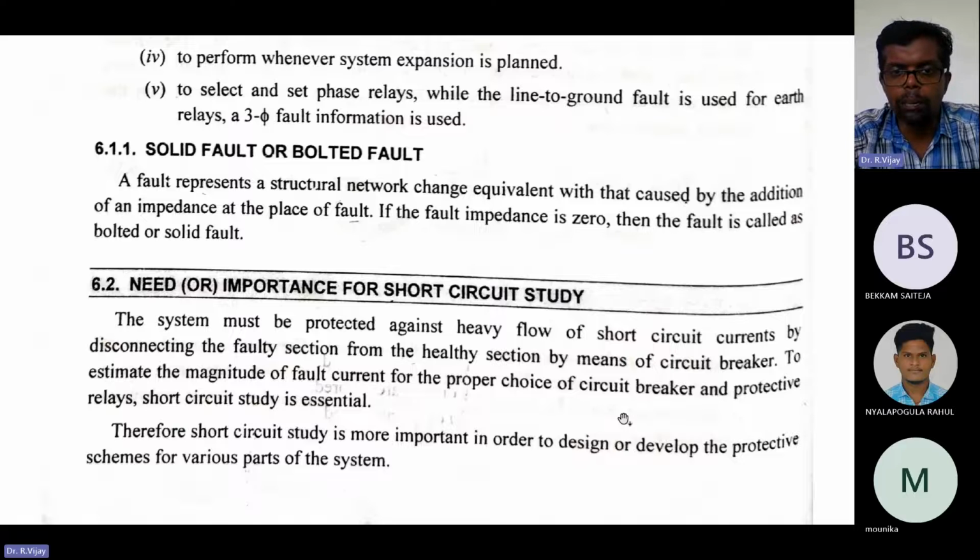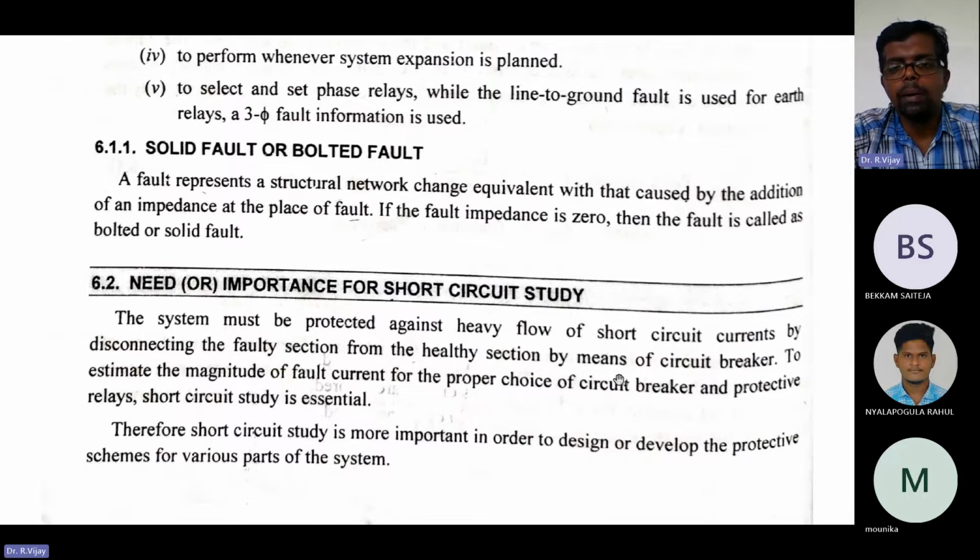Write short notes on the importance of short circuit study. The system must be protected against heavy flow of short circuit currents by disconnecting the faulty section from the healthy section by means of the circuit breaker. So the circuit breaker will immediately trip.